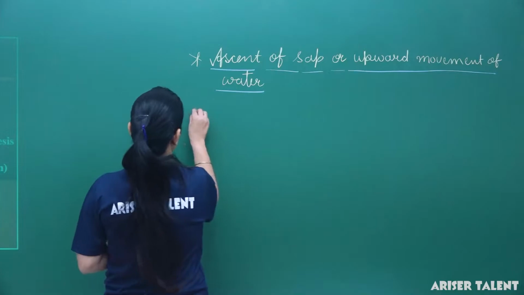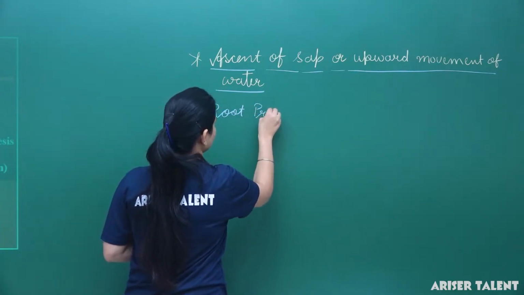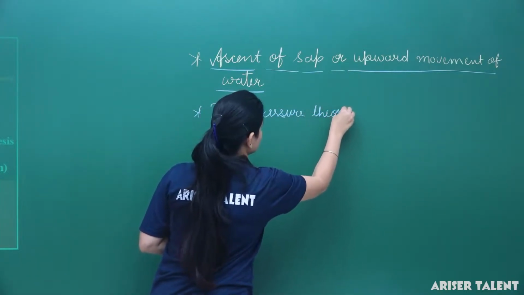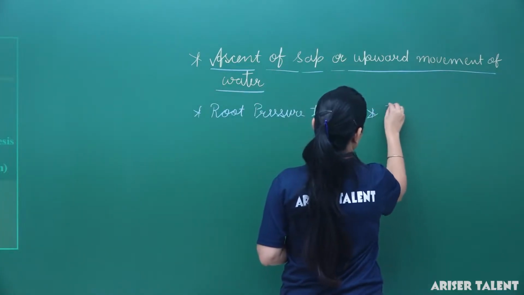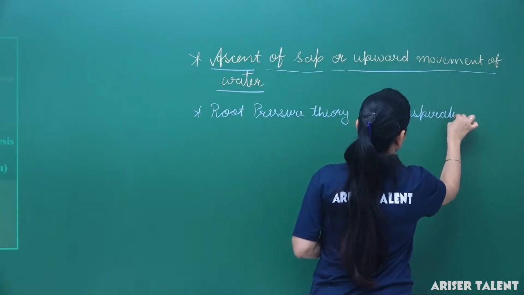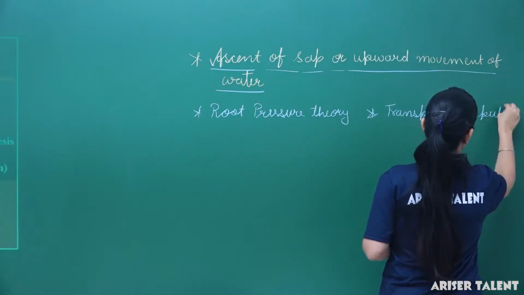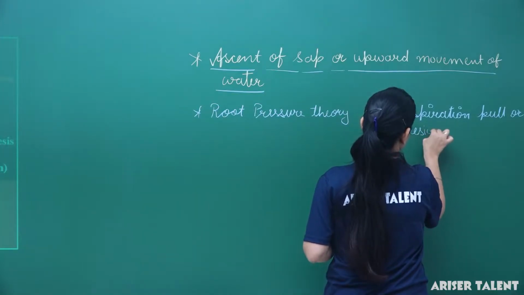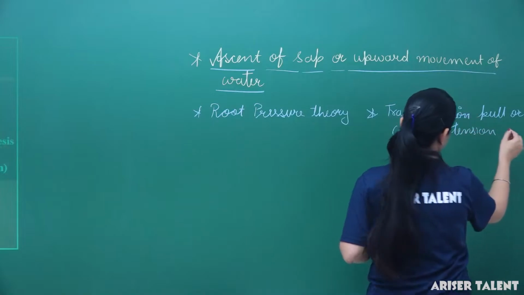What are they? They are the root pressure theory, and another is transpiration pull or cohesion tension theory.